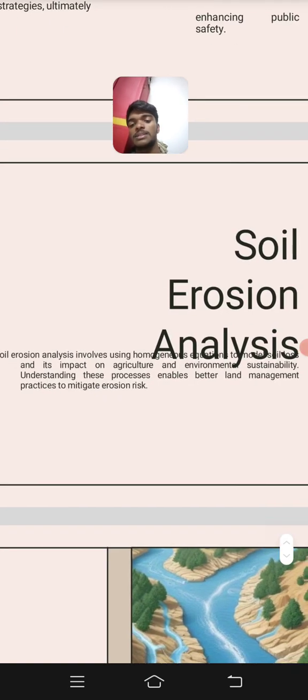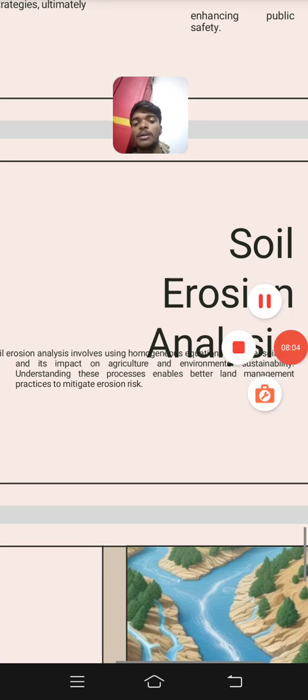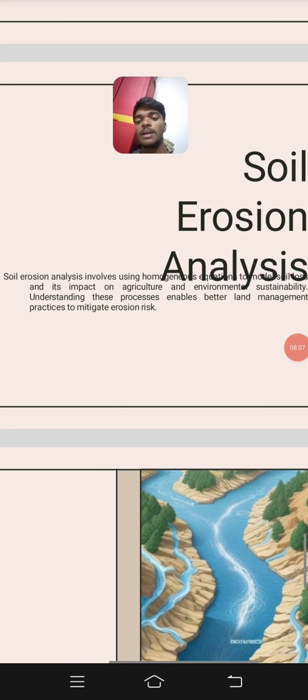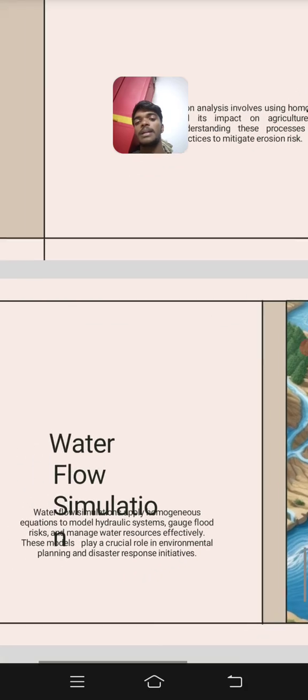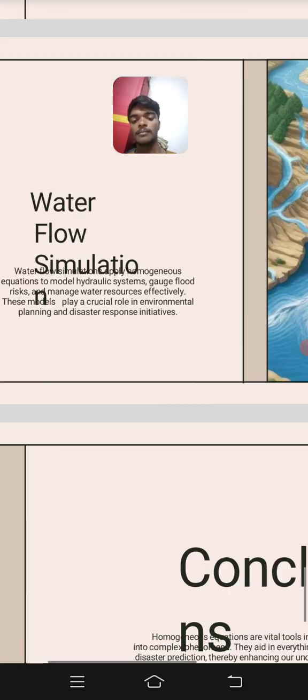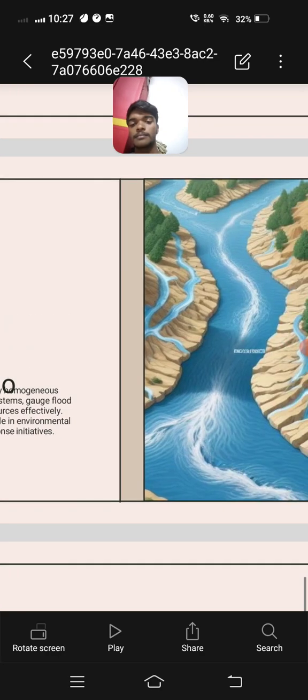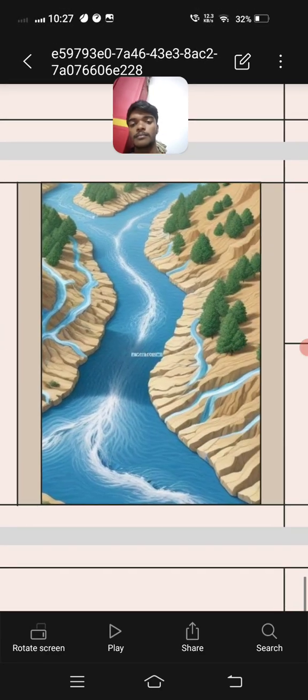Soil erosion analysis involves using homogeneous equations to study erosion and its impact on agriculture and environmental sustainability. Understanding these processes enables better land management practices to mitigate erosion risk, as we can see in the given picture of water flow simulation.